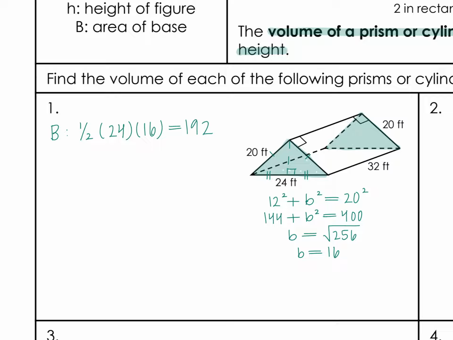Okay, and then the last thing to do is to find our h, our height of the prism. And so we are going to look from base to base. So from one triangle to the other, we're going to look and see how far apart it is, which if I keep going around, I'm going to see this 32 feet. And so that's going to be my h.